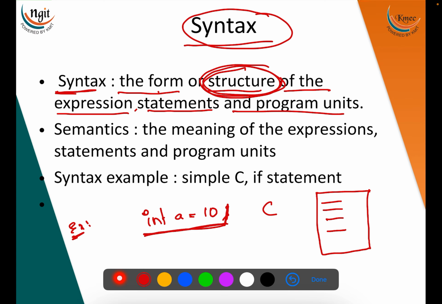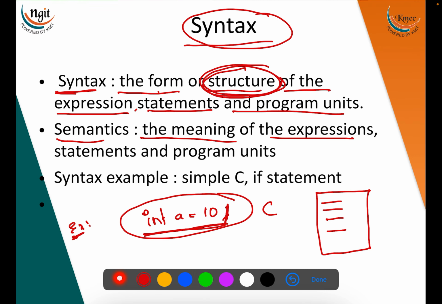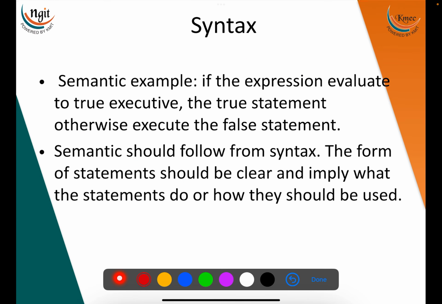And semantics is the meaning of the expression. Whatever we wrote as the structure, semantics is its meaning: the meaning of the expressions, statements and program units. Now we'll see some examples. I'm giving an example for syntax first, and later we'll give an example for semantics, because syntax is a structure and semantics is the meaning of the structure.